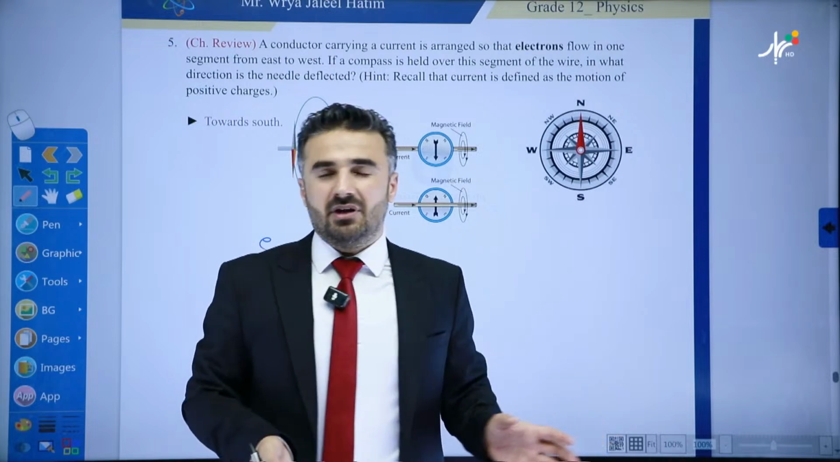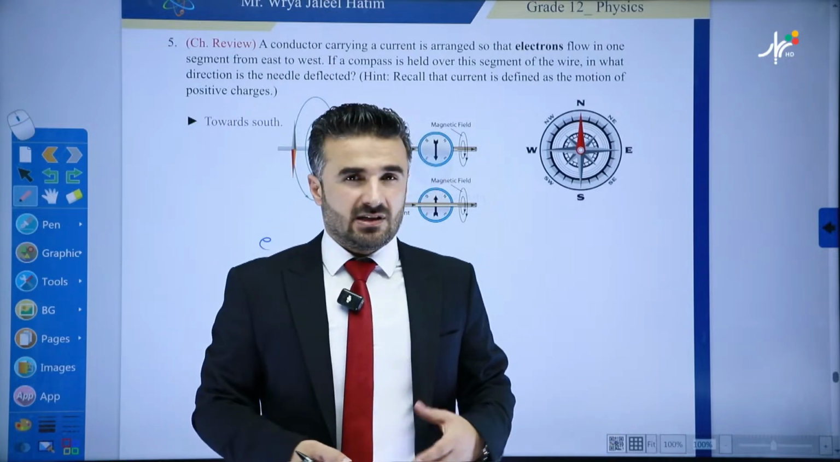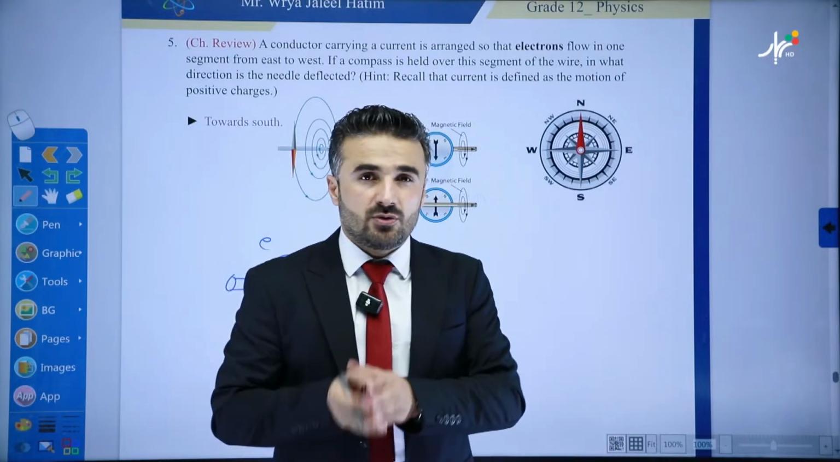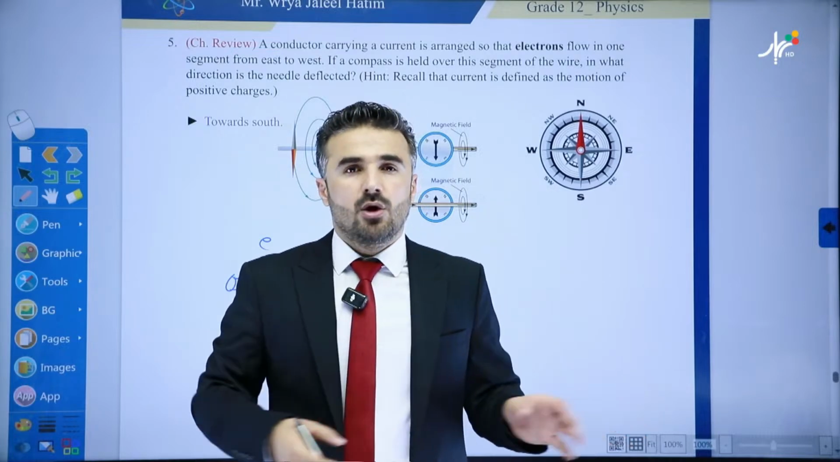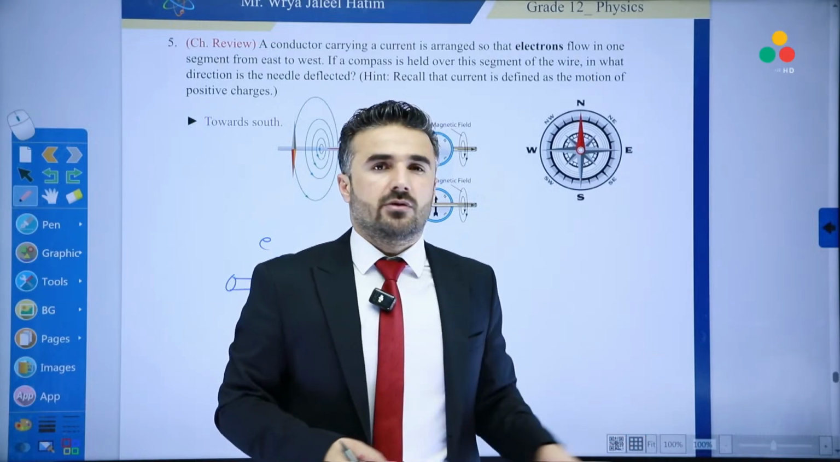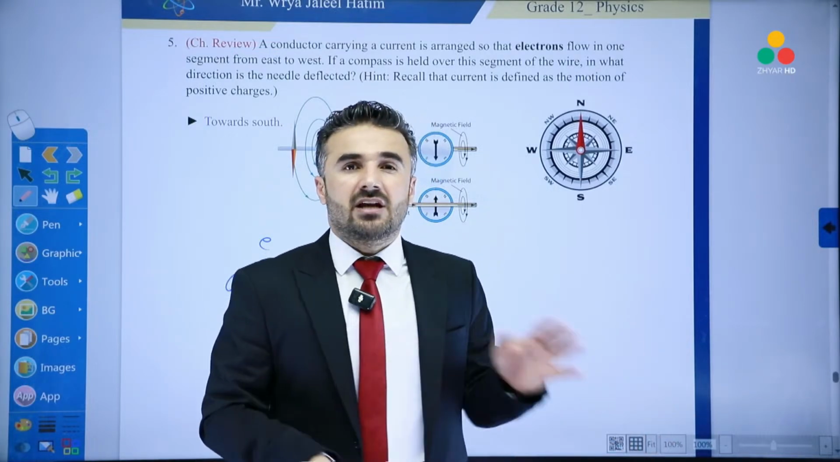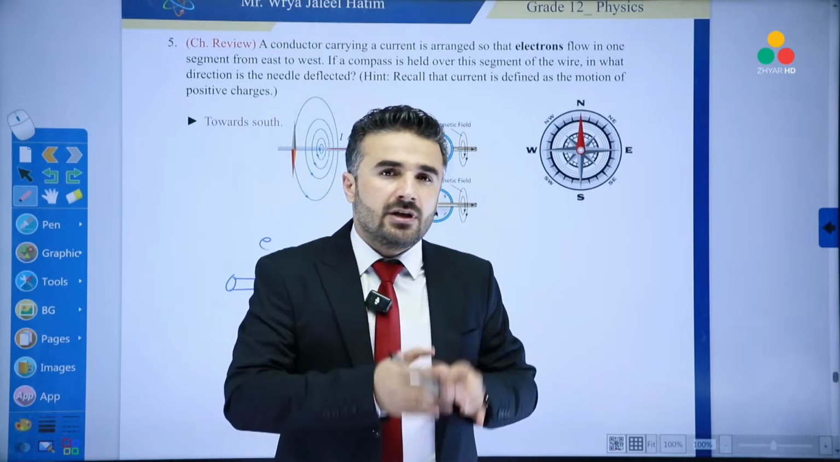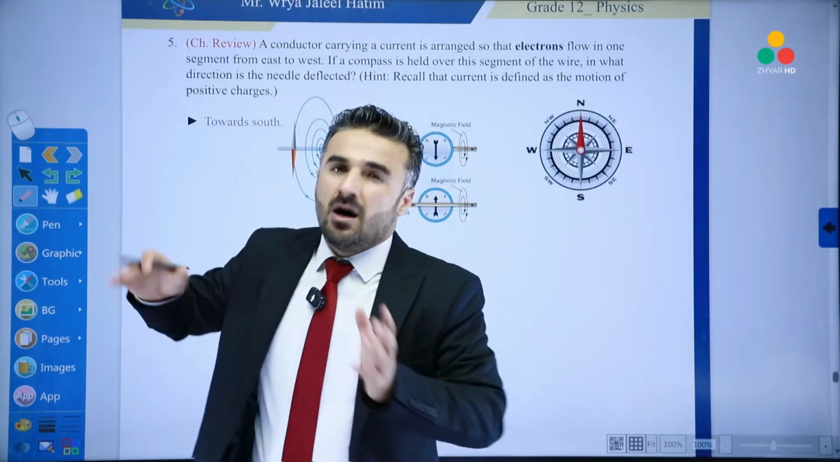Sometimes you might be given, for example, that protons are moving to the right, that is the same as the direction of the current. Or current will be given, let's say, current is to the right, that is fine. But whenever they give you the direction of the electrons, the current will always flow in the opposite direction.